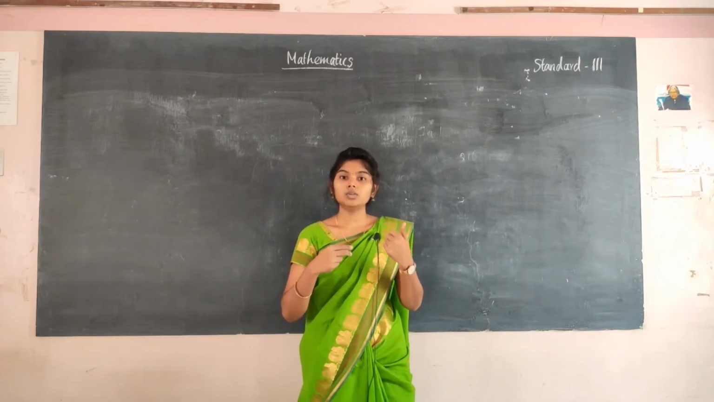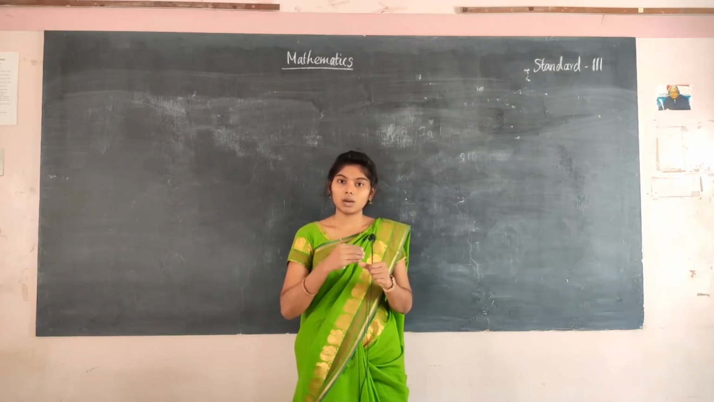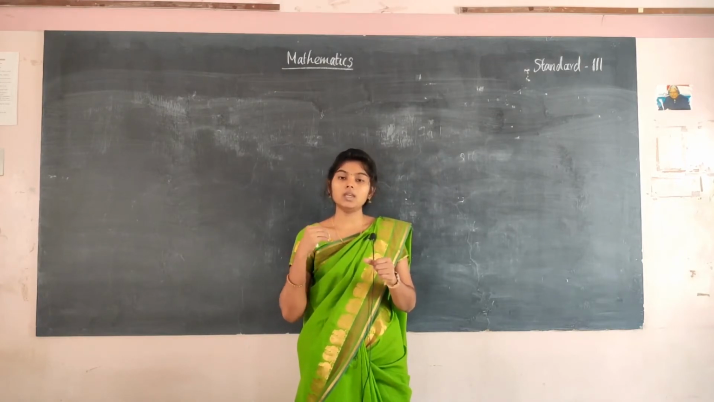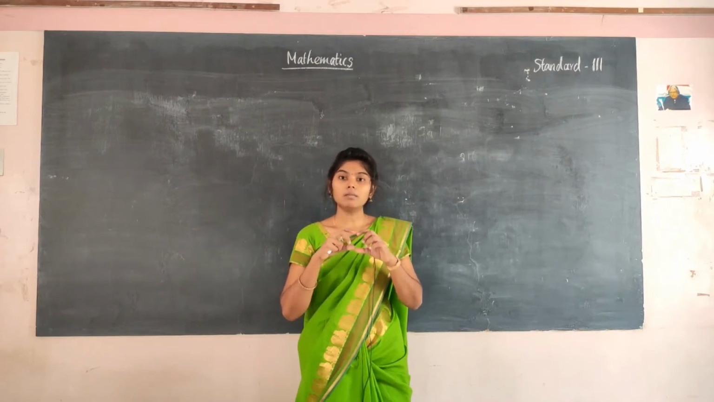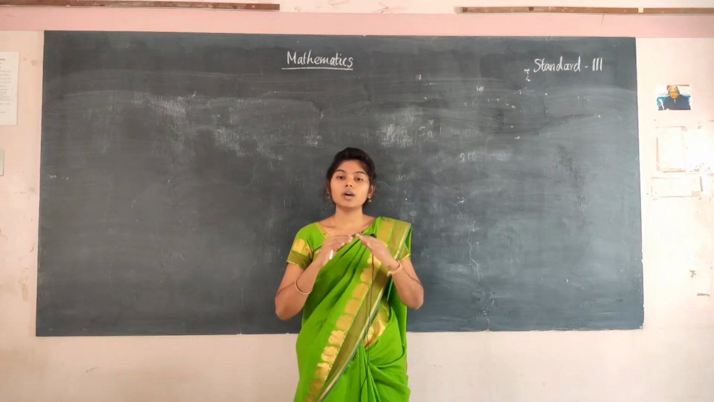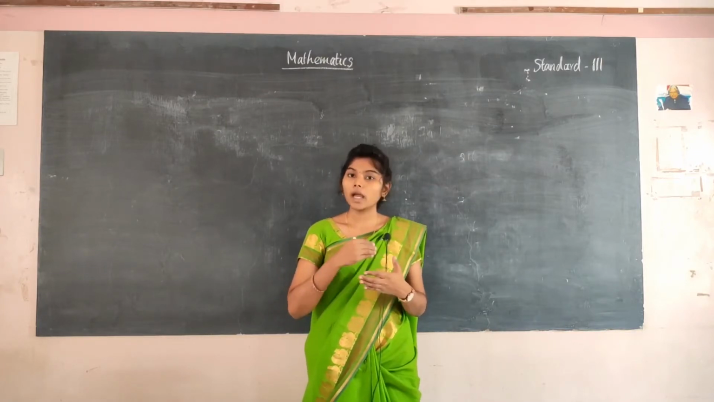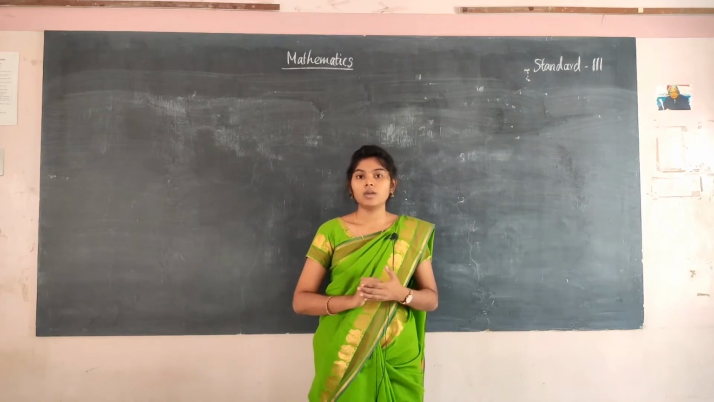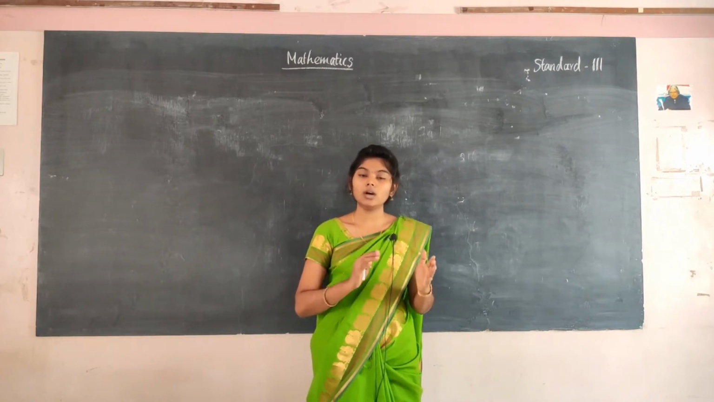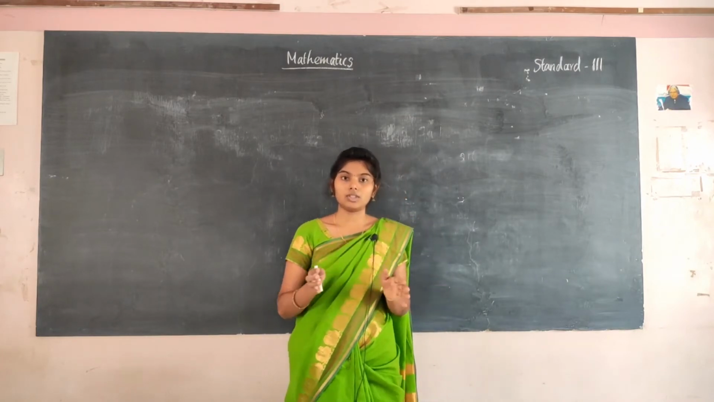For a 3-digit number by a 1-digit number, with regrouping and without regrouping, you are going to learn. And for a 2-digit number by a 2-digit number, with regrouping and without regrouping. And for a 2-digit number by a 2-digit number, we are going to see the box multiplication method also. And if a word problem is given, how to solve that problem in multiplication, that also we are going to learn here.